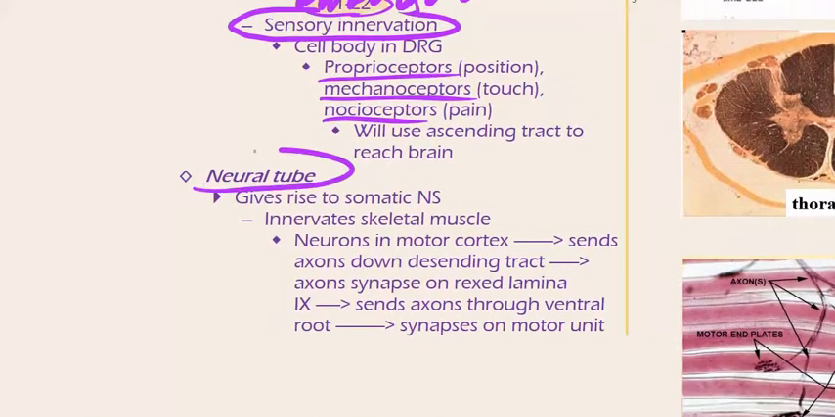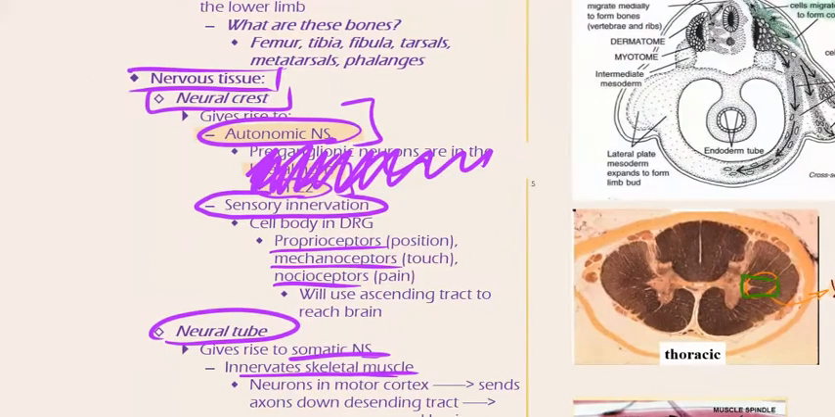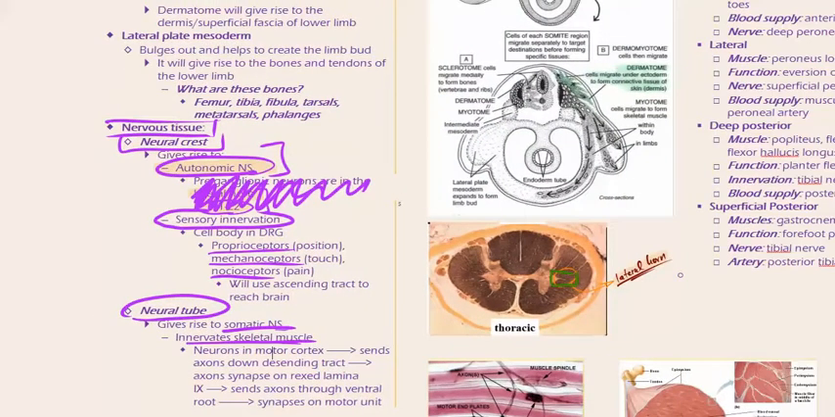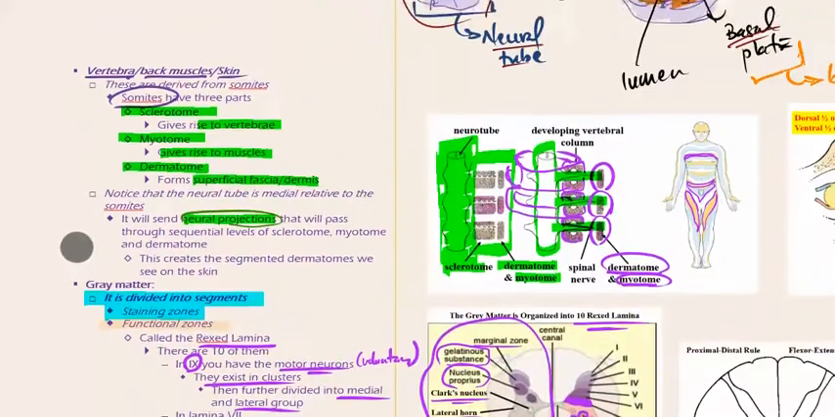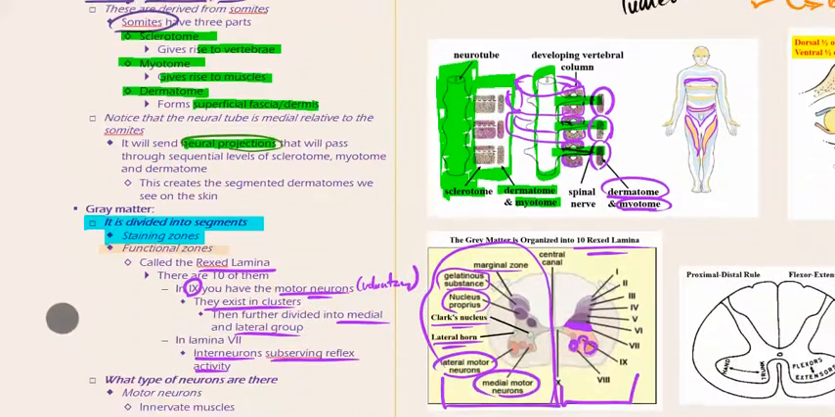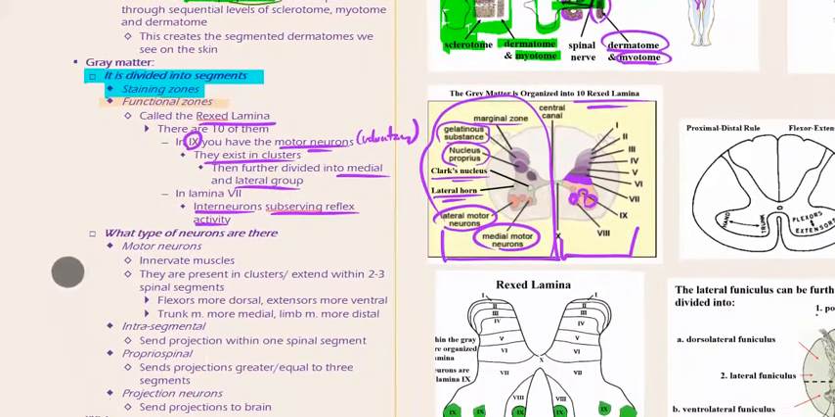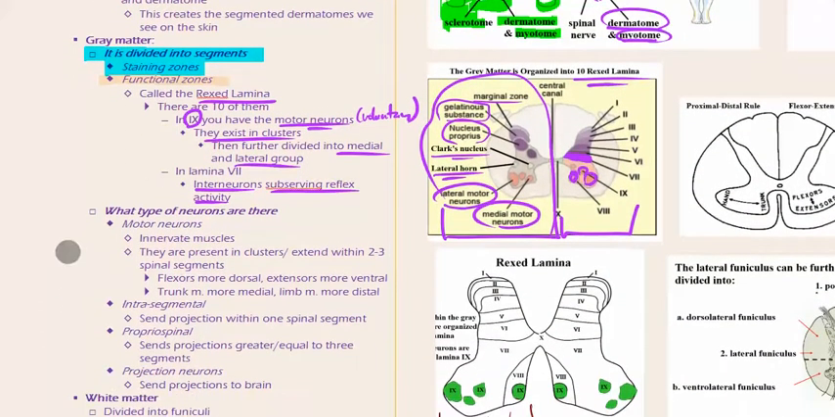Then the neural tube is giving rise to the somatic nervous system, which of course is going to innervate your skeletal muscle, right? Cool. And I'll ask you guys questions to drill some of these concepts in, and so you'll get it. All right, so the somite gives rise to skeletal muscle. What part of the somite? That's the question.